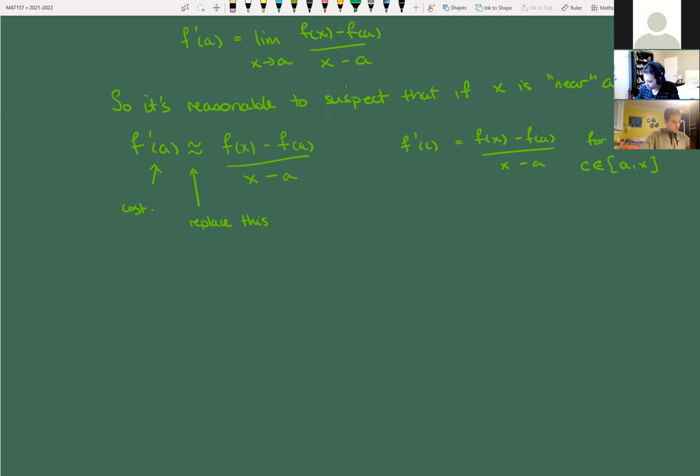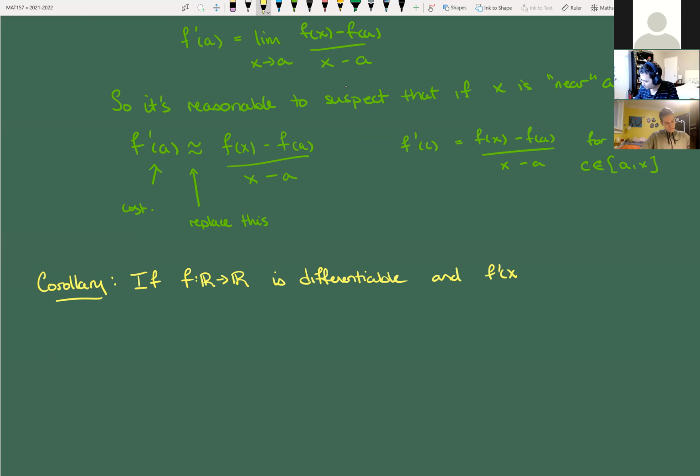Actually, maybe I should call these corollaries. So Corollary: let's just make the domain everything. If f maps R to R is differentiable, and f prime of x is 0 for all x in R, then f is a constant function.